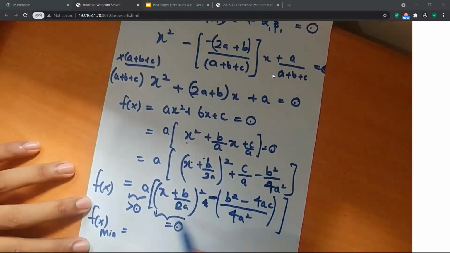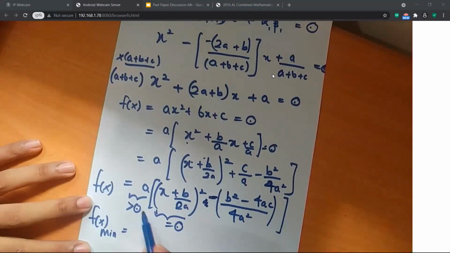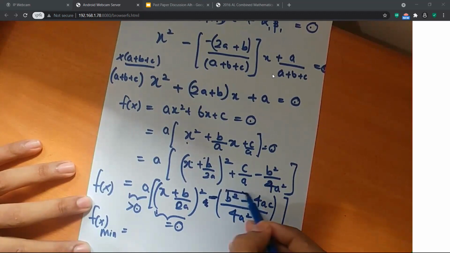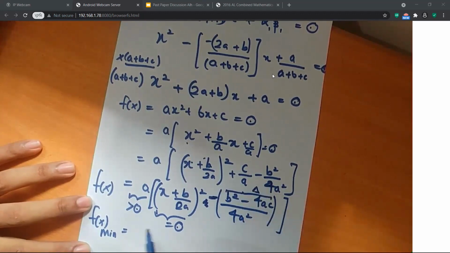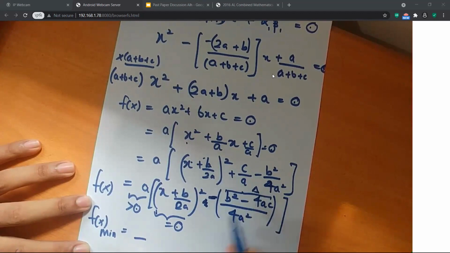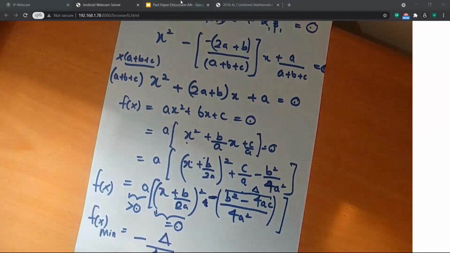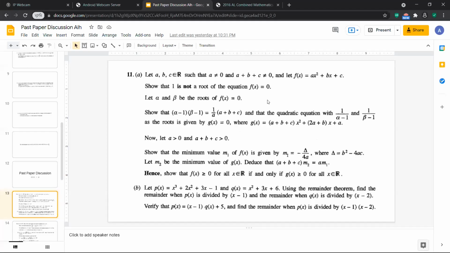So what happens when this is equal to 0? When it's equal to 0, only the minimum value occurs. And this they have already given us as delta. So what is f(x) minimum? A is greater than 0. If you multiply a into this, you'll get 4a, minus delta. We know this b squared minus 4ac is delta, over 4 times a. Is that the answer we want? Yeah. m1 is equal to delta over 4a.